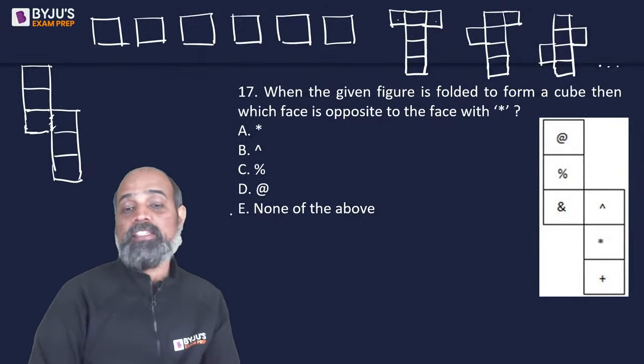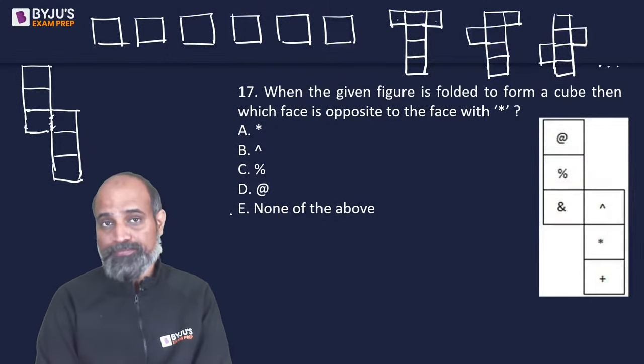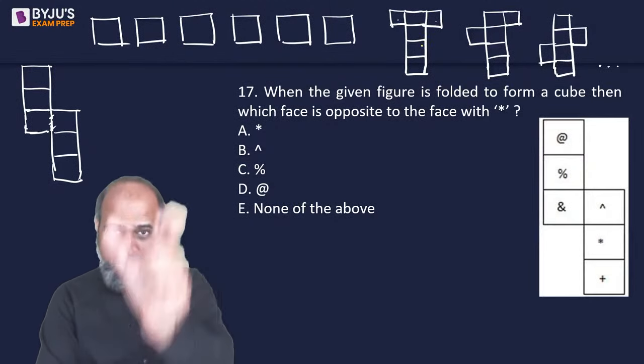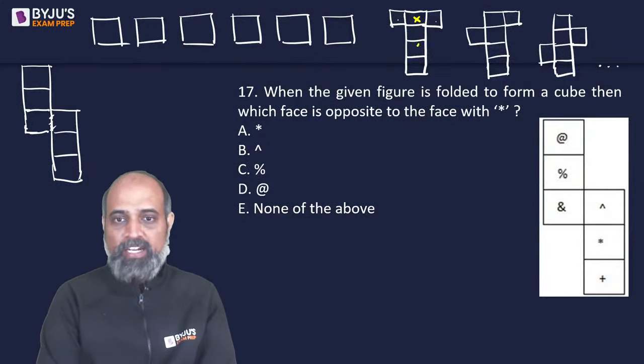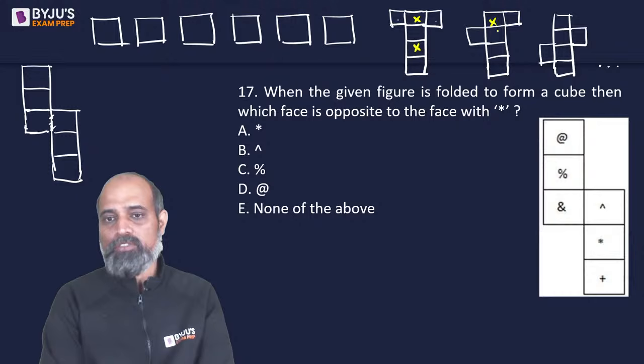Now the question arises, which one is opposite to which? So when you have this backbone and 2 flaps वाले कोई भी figure, the one that I am drawing cross and cross, they will always be opposite to each other.